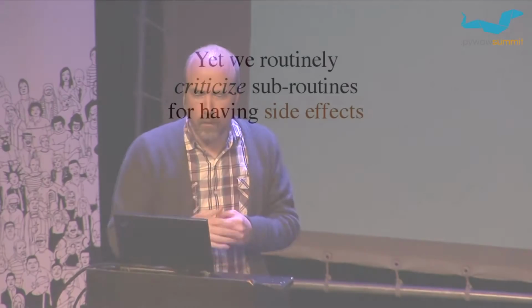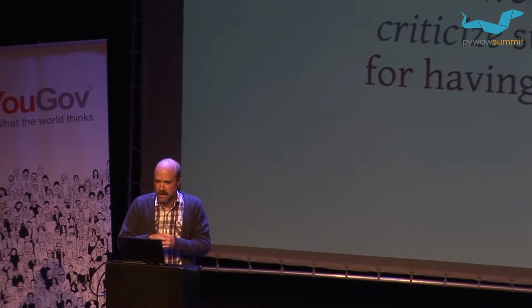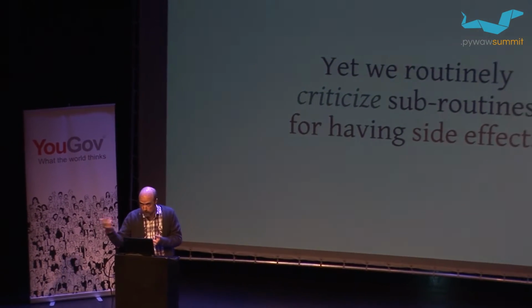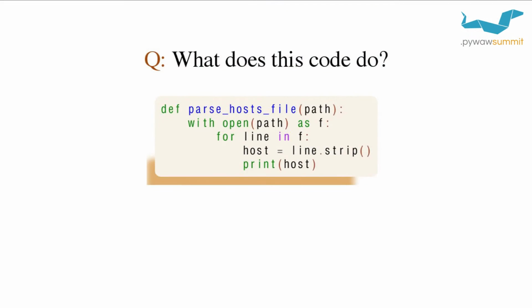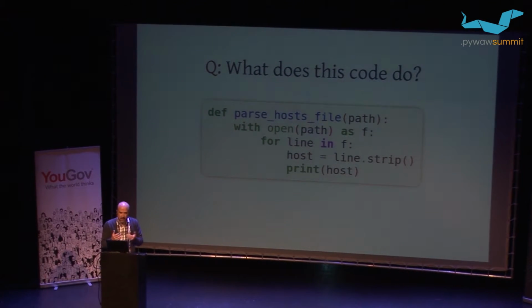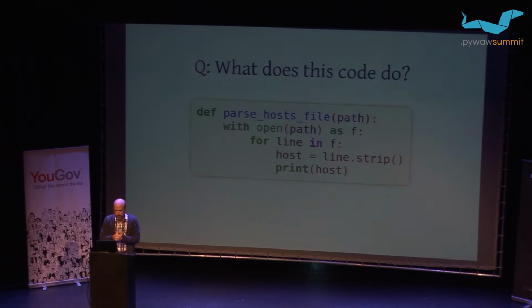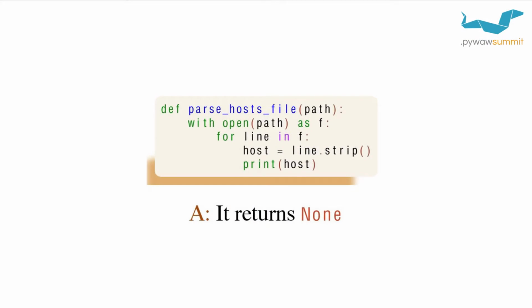And yet, as many of you know, it is standard for speakers to get up and routinely criticize subroutines that have side effects, code that you run that just starts going out and changing the state of the world before returning control to you. So for example, what does this code do? Parse hosts file: you give it a path, it opens it. For each line in the file, it removes any white space. For example, each line will come in with a newline attached to it, and then it prints it out. If you ask a functional programmer, any of your friends that use Clojure or something like that, what does this code do? They will carefully study it, and they'll say, it returns None.